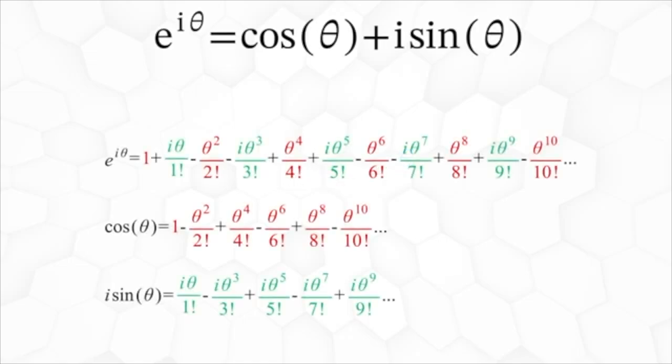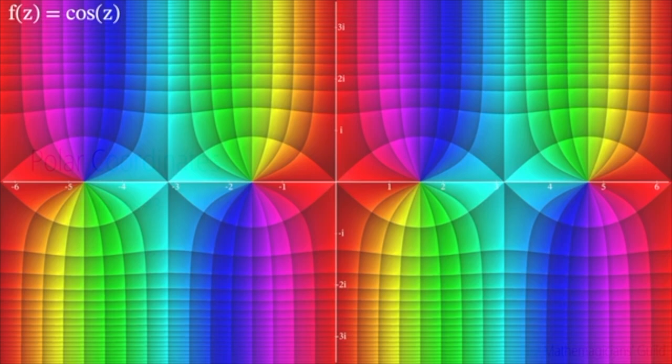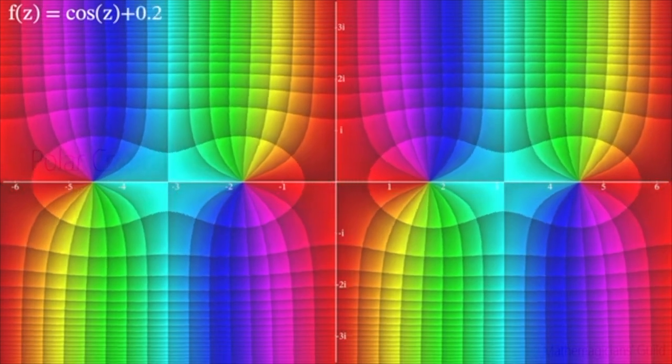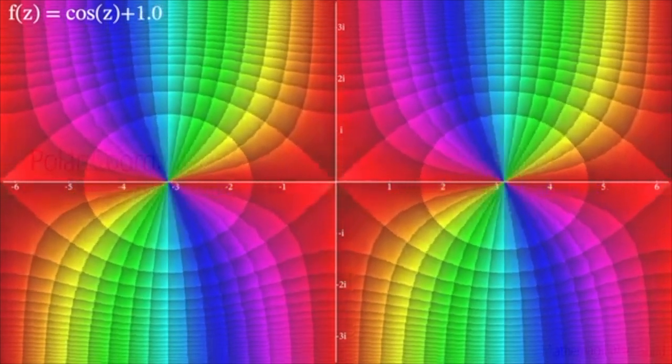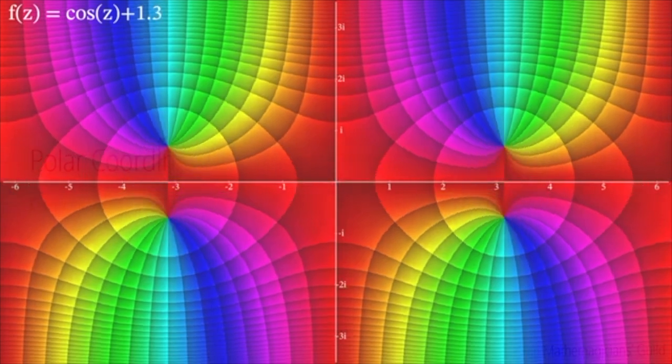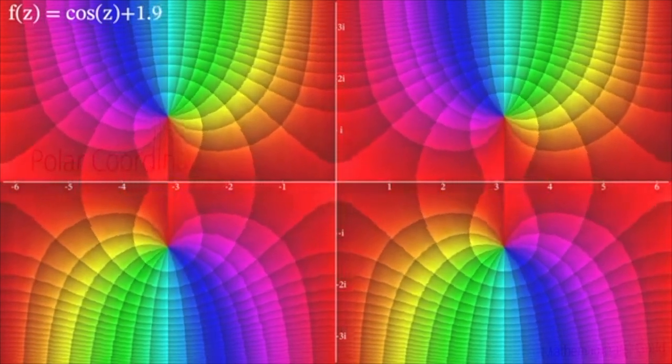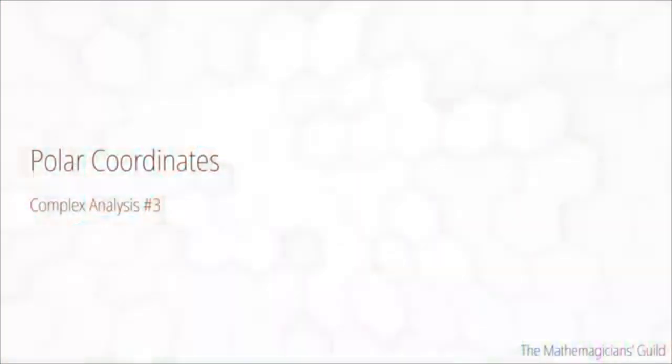In this video, we're going to introduce one of the most famous formulas in all of mathematics, Euler's identity. Additionally, we're going to improve our visualization tools by introducing enhanced phase portraits. We will use these tools to start exploring more complex functions. Begin.